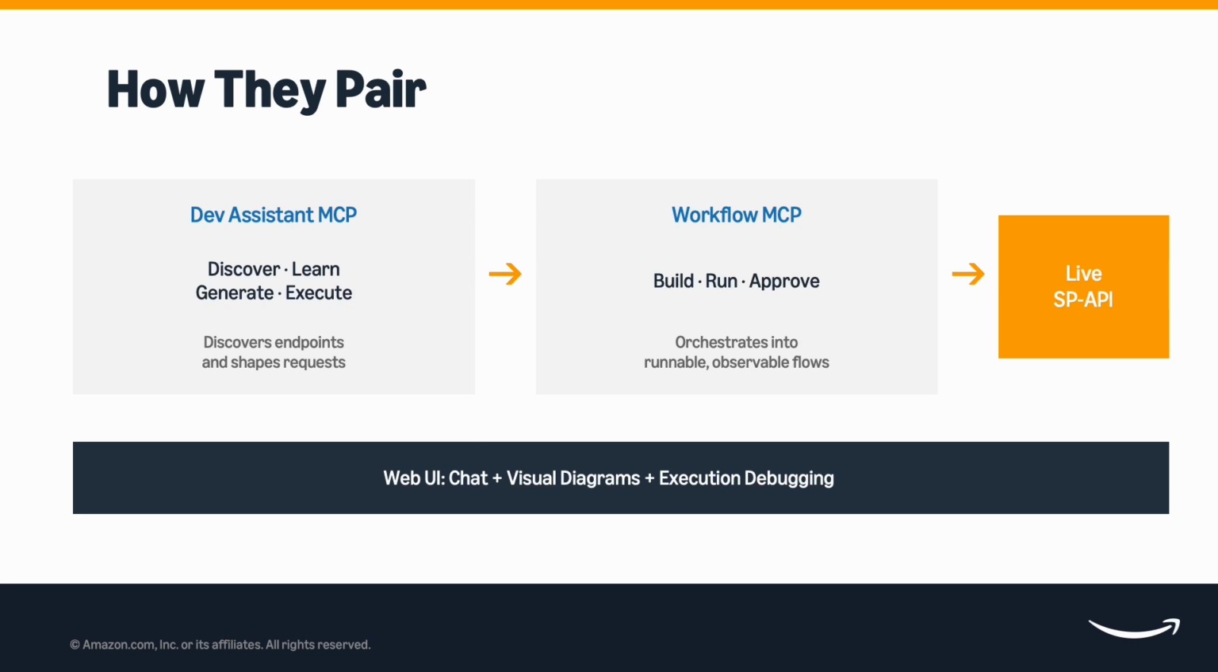The Dev Assistant discovers the right endpoints and shapes your requests. It's your exploration and learning layer. The Workflow MCP takes those shaped requests and orchestrates them into a runnable, observable flow with built-in state management and error handling. And the web UI ties it all together, giving you a chat interface, visual workflow diagrams, and execution debugging so you can see exactly what's happening at every step.